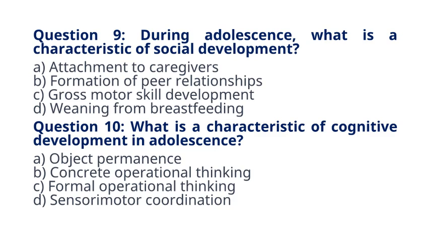Question 10. What is a characteristic of cognitive development in adolescence? A. Object permanence. B. Concrete operational thinking. C. Formal operational thinking. D. Sensorimotor coordination. The correct answer to question 10 is option C. Formal operational thinking. Explanation: adolescents reach the stage of formal operational thinking, allowing for abstract and hypothetical reasoning.